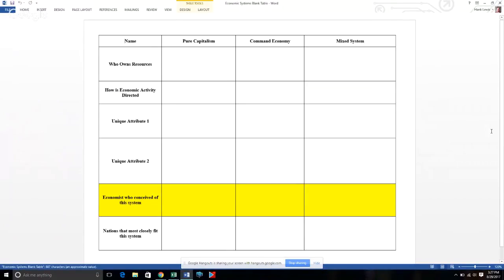Now everybody should see this blank table here, and I want you to notice we've got a nice table. If you want to draw this by hand with a ruler, knock yourself out. The first column is your descriptor column. It's got the proper name. One thing about proper names, students, you can't drop a single word from there. Pure capitalism, command economy, mixed system, or you can call it mixed economy. Don't drop a single word, okay?